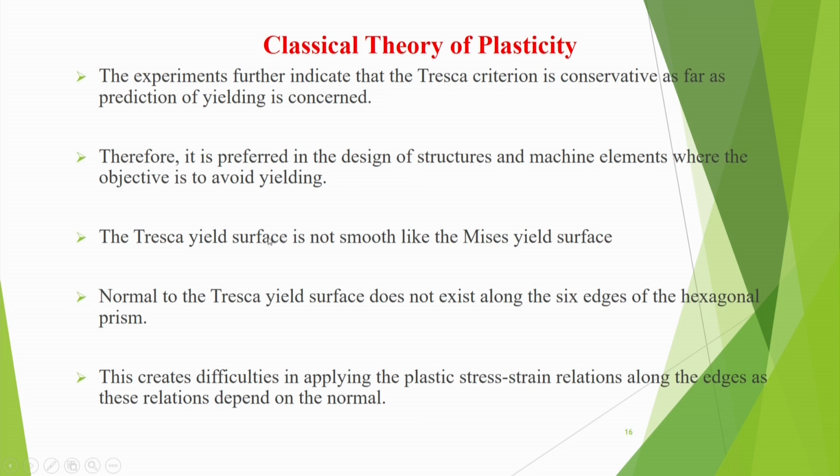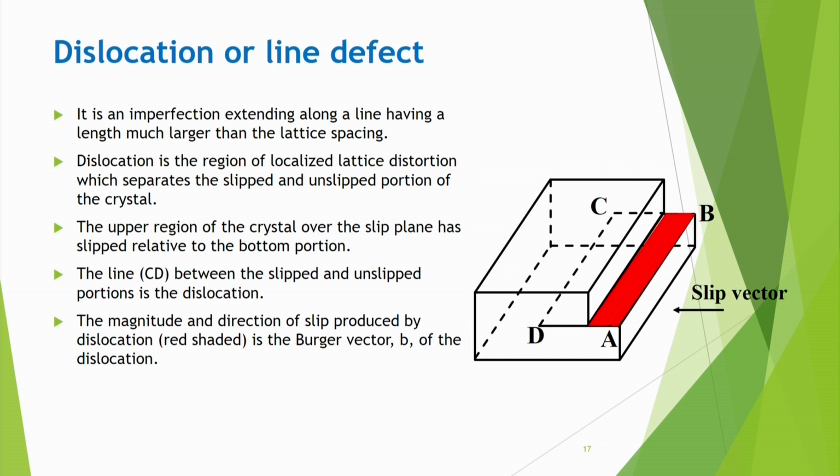That means the Tresca criteria. The Tresca yield surface is not smooth like the Mises yield surface, and the normal to the Tresca yield surface does not exist along the 6 edges of the hexagonal prism. So this creates difficulty in applying the plastic stress-strain relation along the edges, as these relations depend on the normal. So most of the time we use the Mises criteria. We don't use Tresca because of this one difficulty, it is not continuous.